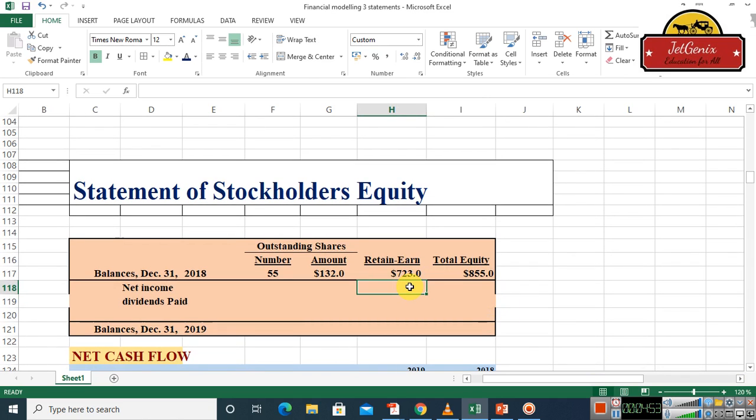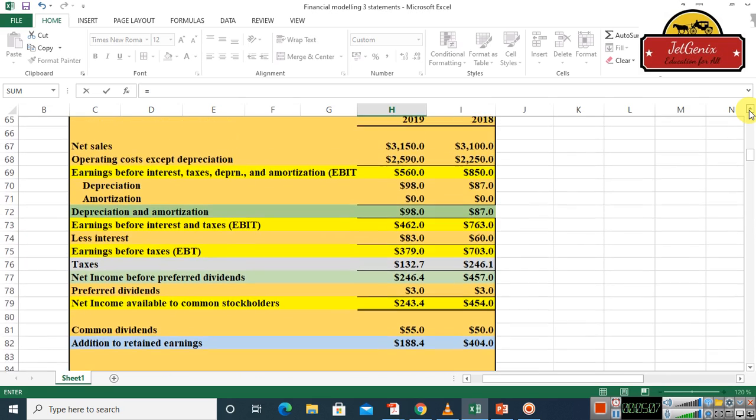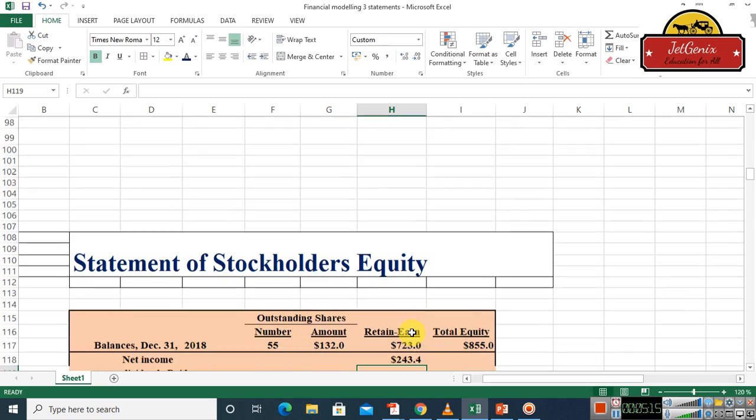Now we have to add the net income to both the retained earning and equity, because it is the right of the shareholders. So I'm going to select here the net income in 2019, and I can find the net income in the income statement. This is the income statement, and you see the 2019. I have to select this one, the net income of 2019, and press enter.